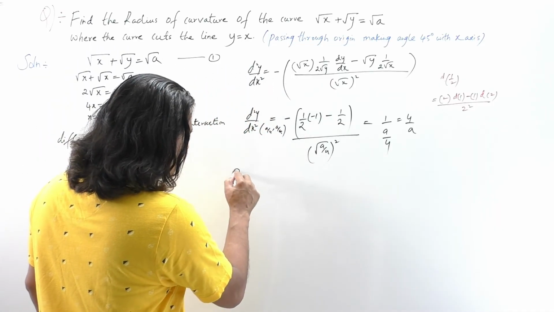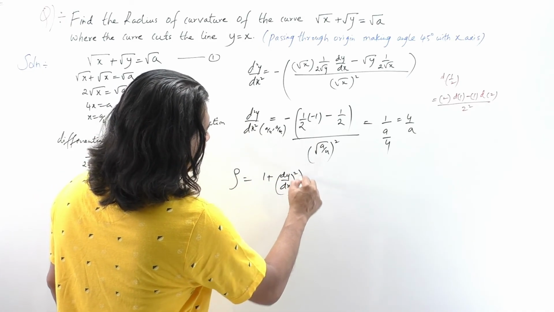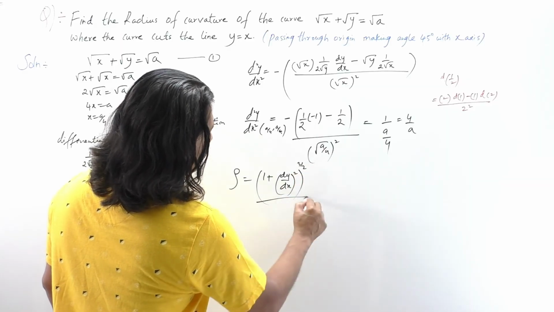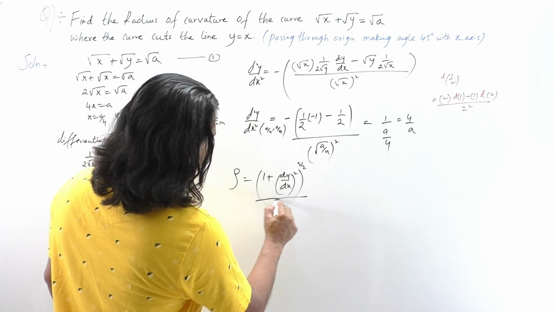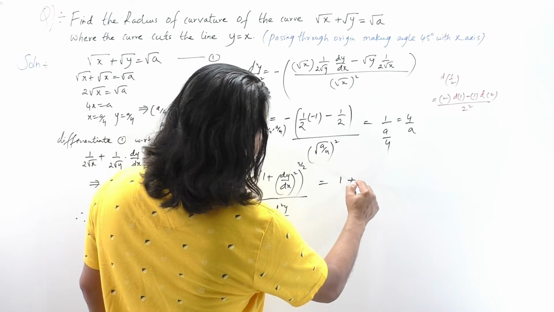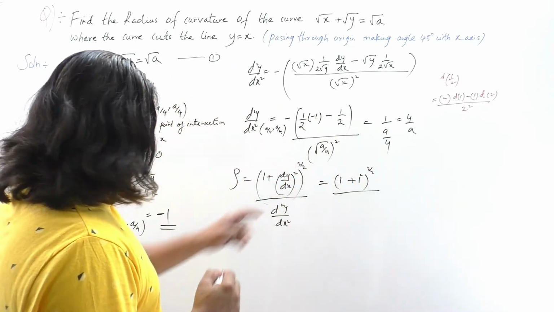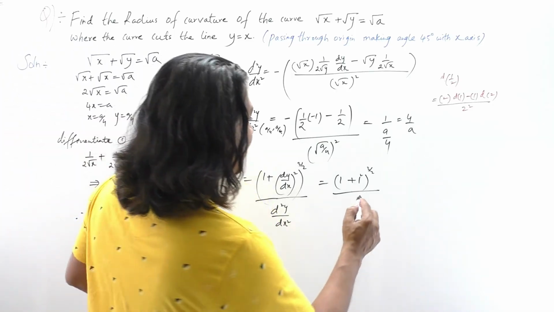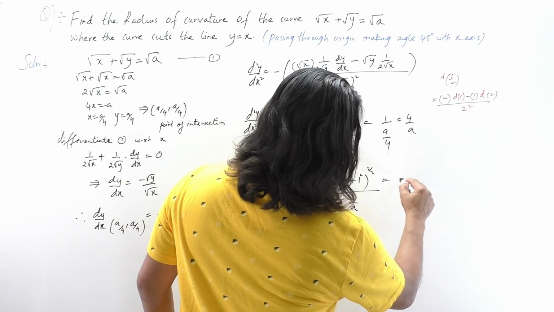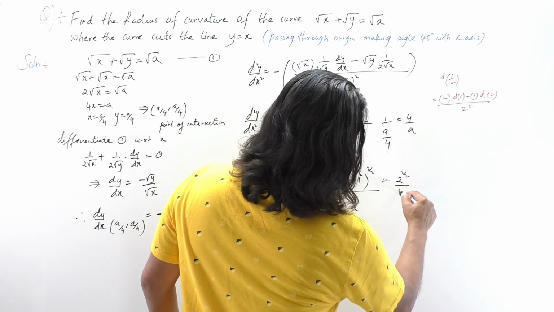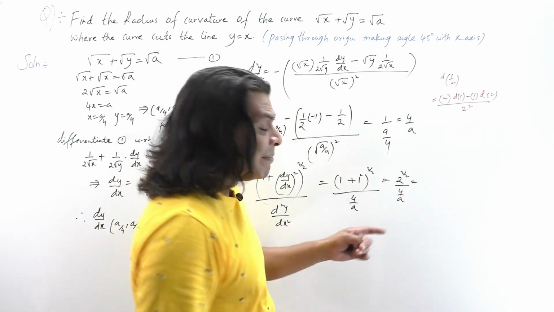Therefore, the radius of curvature rho is equal to 1 plus dy by dx square whole raised to 3 by 2 upon d square y by dx square. So, if you put the values here: 1 plus 1 square raised to 3 by 2 upon 4 by a, because dy by dx is minus 1, and minus 1 square is 1 only. So, that comes to be 2 raised to 3 by 2 upon 4 by a.